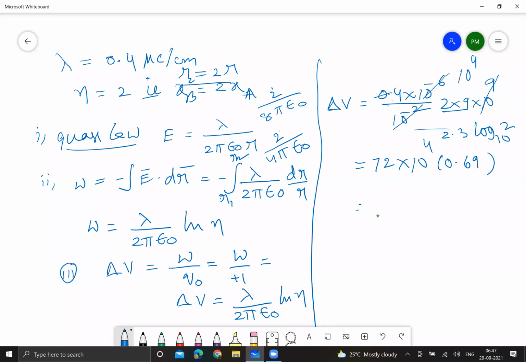I forgot to multiply with 4. 18 into 4, 72 into 10 to the power of 4 into 0.69. If it is 0.7, nearly, sir, almost 50.4, sir. Yeah, that's what I'm trying to tell, 50 kilovolts. Nearly it comes out to be 5. So 50 kilovolts is the potential difference.